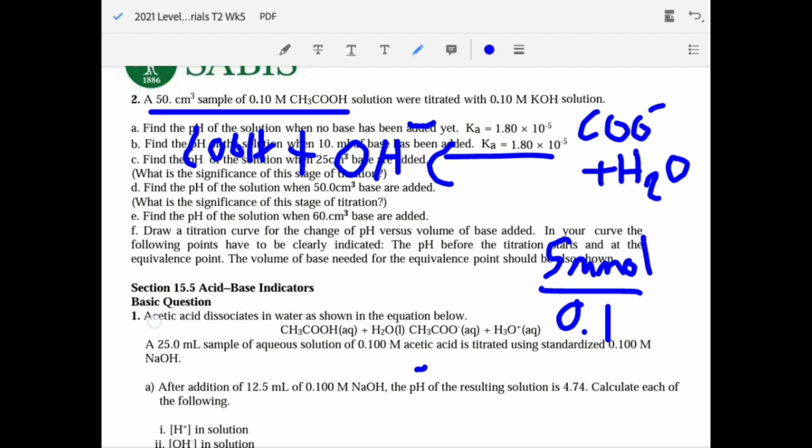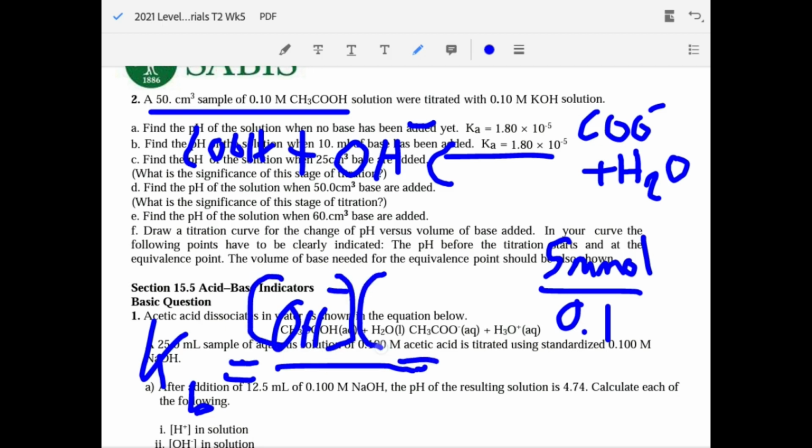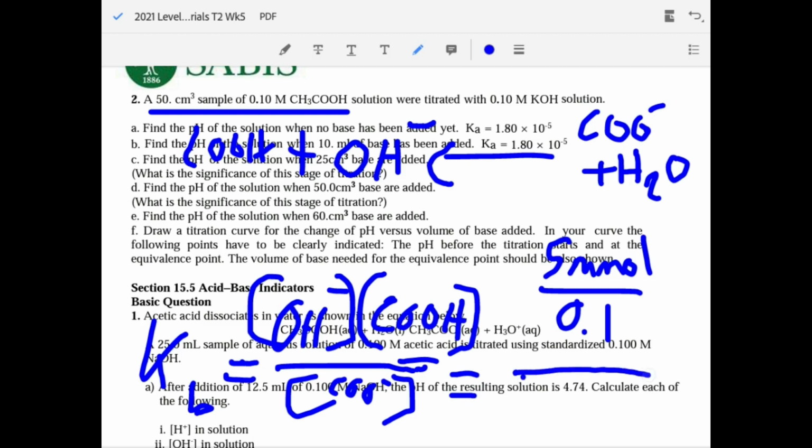So that means you have Kb, it's equal to OH minus into CH3COOH over CH3COO minus. Now COO minus, you got it at 0.05. But OH minus, that's what you need to find. That's x. And then COOH, you use it from the previous one.